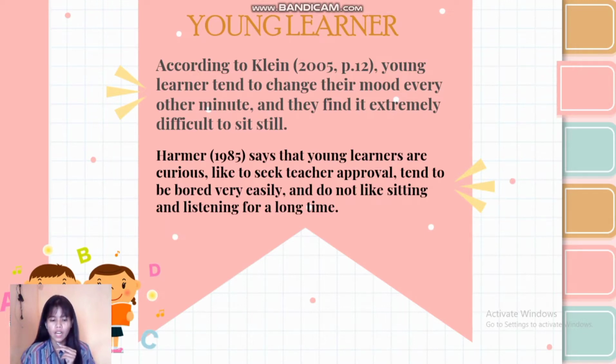According to Klein 2005, young learners tend to change their mood every other minute and they find it extremely difficult to sit still. And in line with this, Harmer says that young learners are curious, like to seek teacher approval, tend to be bored very easily, and do not like sitting and listening for a long time.